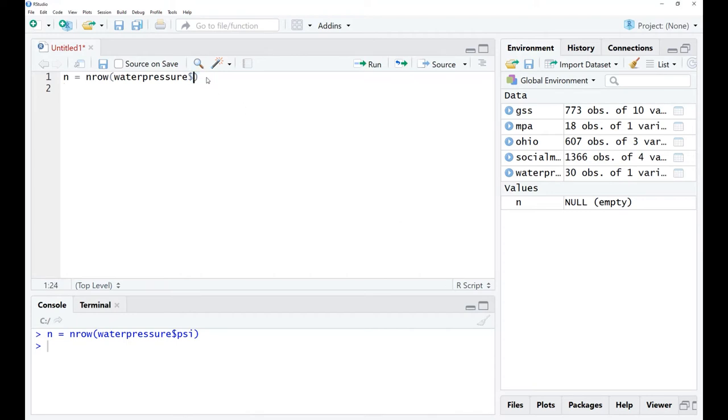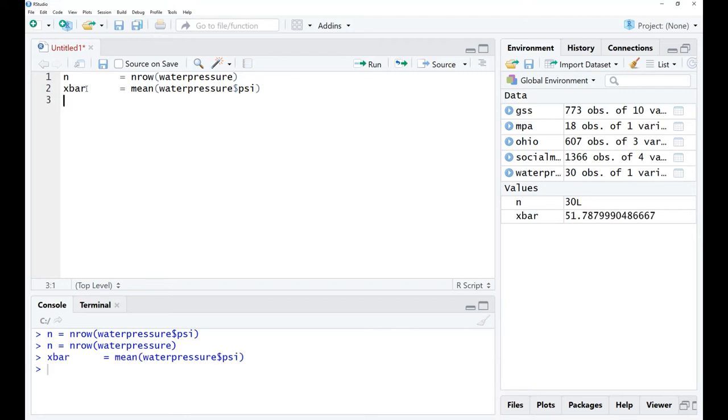Actually, it is just water pressure. So we have 30 observations. Now we calculate X bar. X bar is equal to the mean water pressure in PSI, and we get our mean of 51.788. Then we calculate the standard deviation.